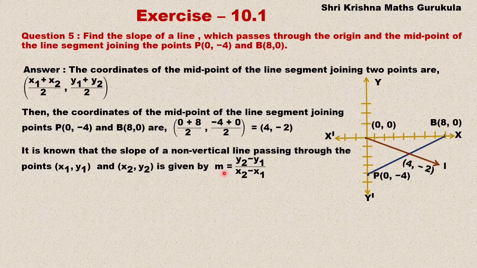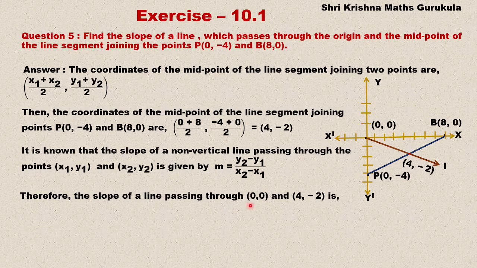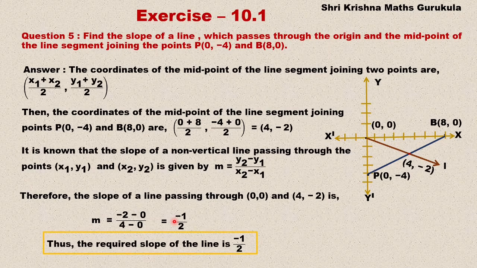The slope m is equal to (y2 - y1)/(x2 - x1). The slope of the line passing through these 2 points (0, 0) and (4, -2) will be m = (y2 - y1)/(x2 - x1), that is (-2 - 0)/(4 - 0), which will be -1/2. So -1/2 is the slope of the given line.